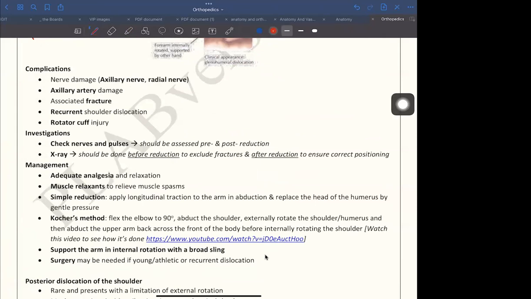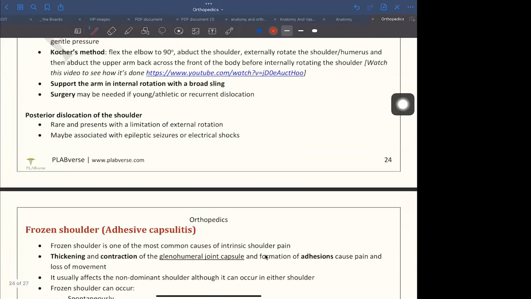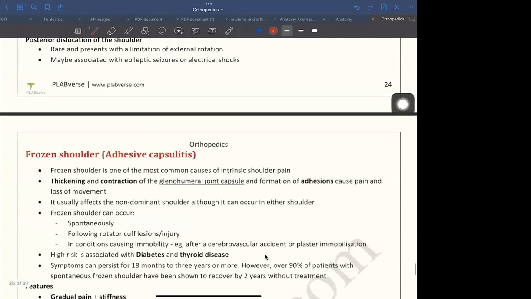You need to give your patient some good analgesia and some muscle relaxants, and do the simple reduction and support the arm in something called a polysling or broad arm sling. Posterior dislocation is very unlikely. It doesn't usually happen.